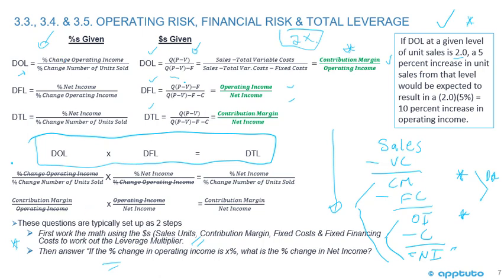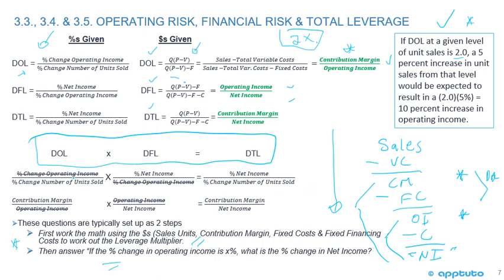Degree of operating leverage, percentage change in operating income divided by the percentage change in number of units sold, times the degree of financial leverage, percentage change in net income divided by the percentage change in operating income, equals degree of total leverage, which is the percentage change in net income over the percentage change in the number of units sold.